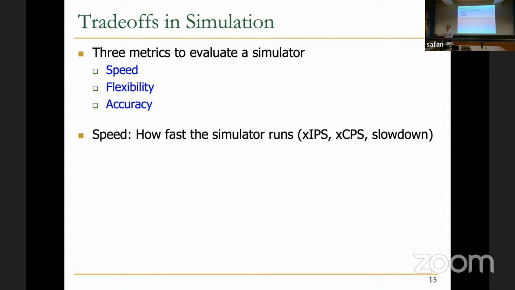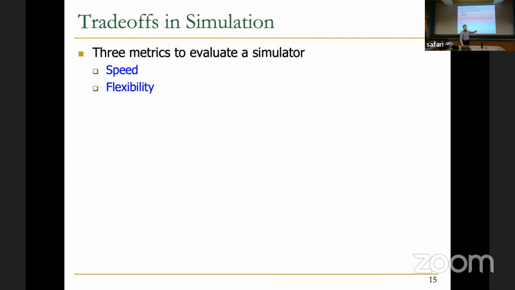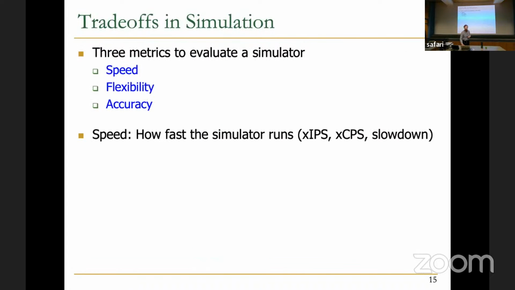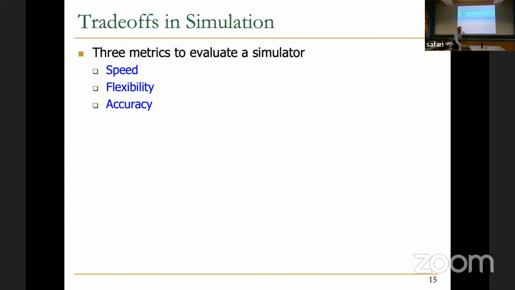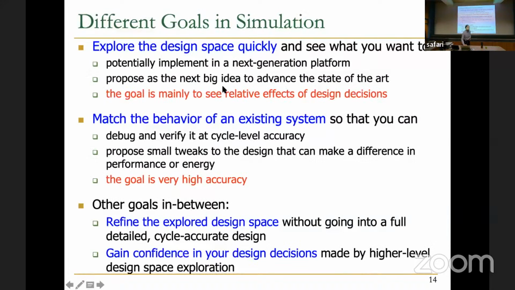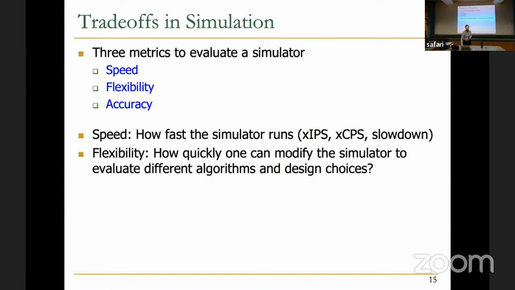Regardless of what you're doing, the faster, the better, because that could get you to decisions much more quickly, right? Doesn't matter which level of the simulator. The faster, the better. Okay, well, assuming everything else is constant, of course. The faster is not better if you're getting rid of a lot of accuracy and your goal is this, clearly. And then flexibility is how quickly can one modify the simulator to evaluate different algorithms and design choices. Clearly, ideally, you want a flexible simulator, especially when your goal is to explore the design space. That enables you to change the simulator very quickly.